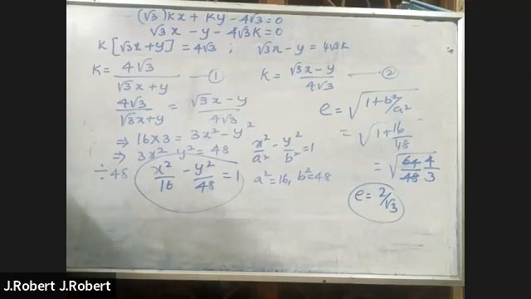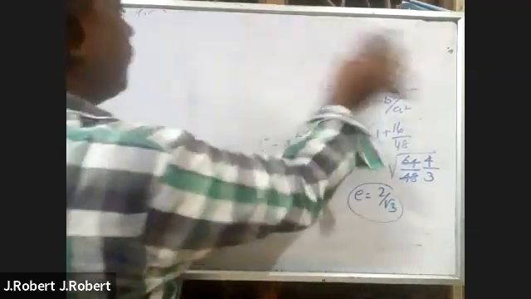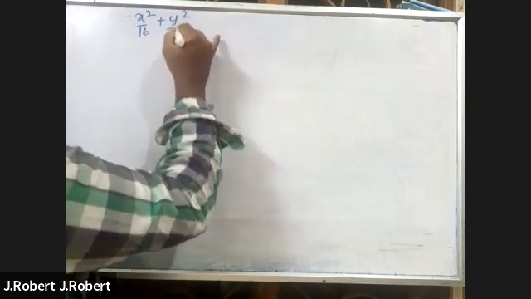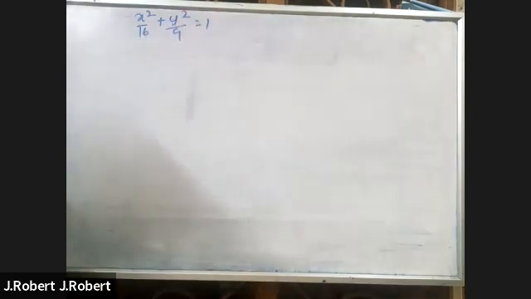A hyperbola passes through the foci of an ellipse x square by 16 plus y square by 9 is equals to 1.